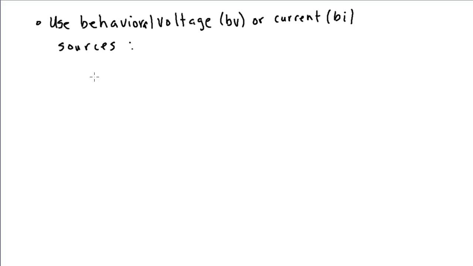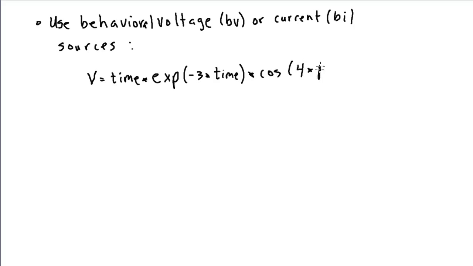So, for example, I can include a voltage that's time, that's t e to the minus 3t. I could write that in using a behavioral voltage source. It's time times exp minus 3 times time times cosine of 4 times pi times time, for example.